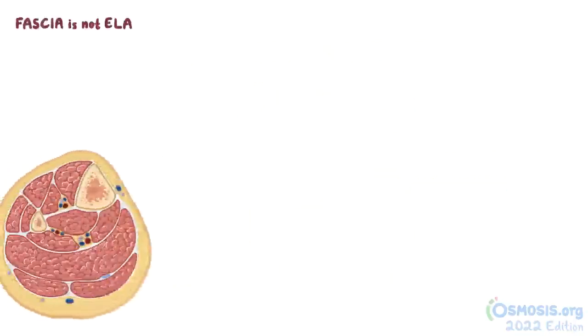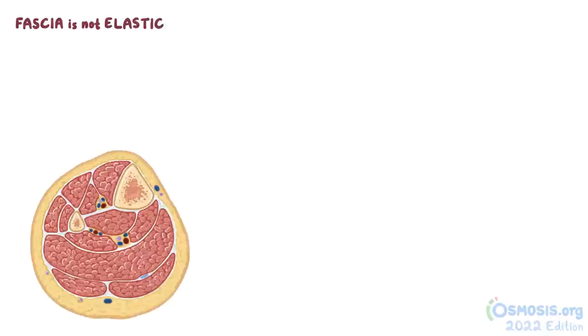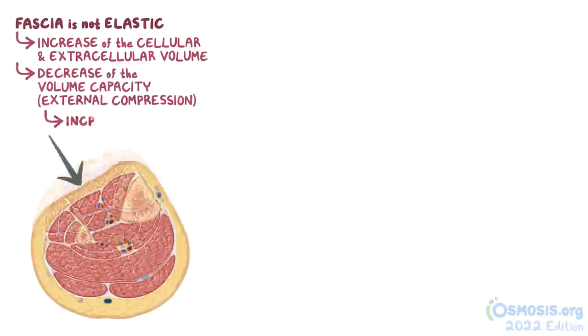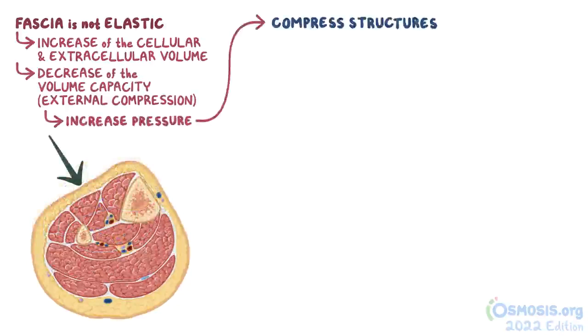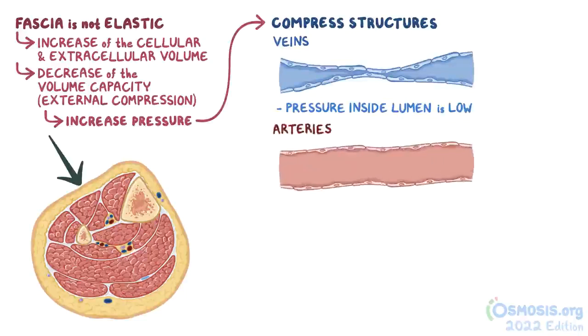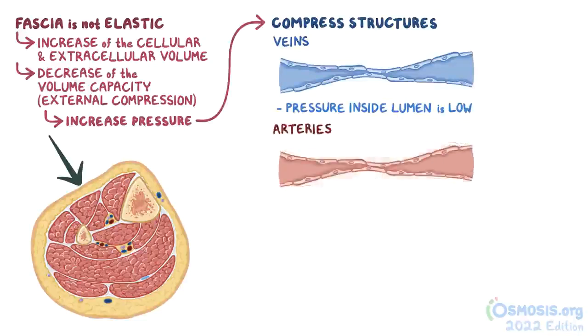Since the fascia is not elastic, it can't stretch much. Therefore, any increase of the cellular and extracellular volume, or a decrease of the volume capacity, like with some external compression, will lead to the increase of the pressure inside the compartment. This will compress the structures within, and the first ones to feel the effect of compression are the veins, because the pressure inside their lumen is normally low. As the pressure increases, the arteries will become compressed next, and this obstructs the normal blood flow.